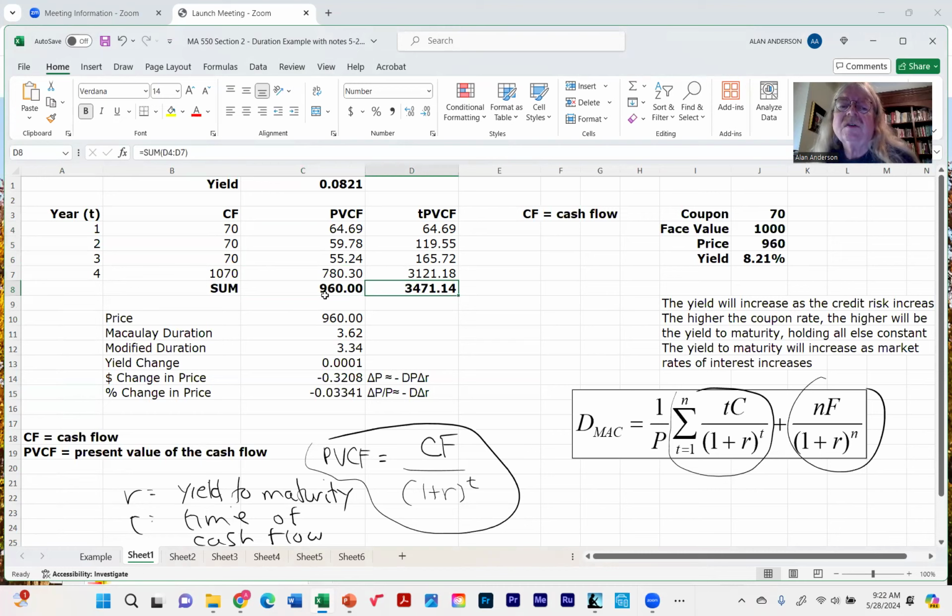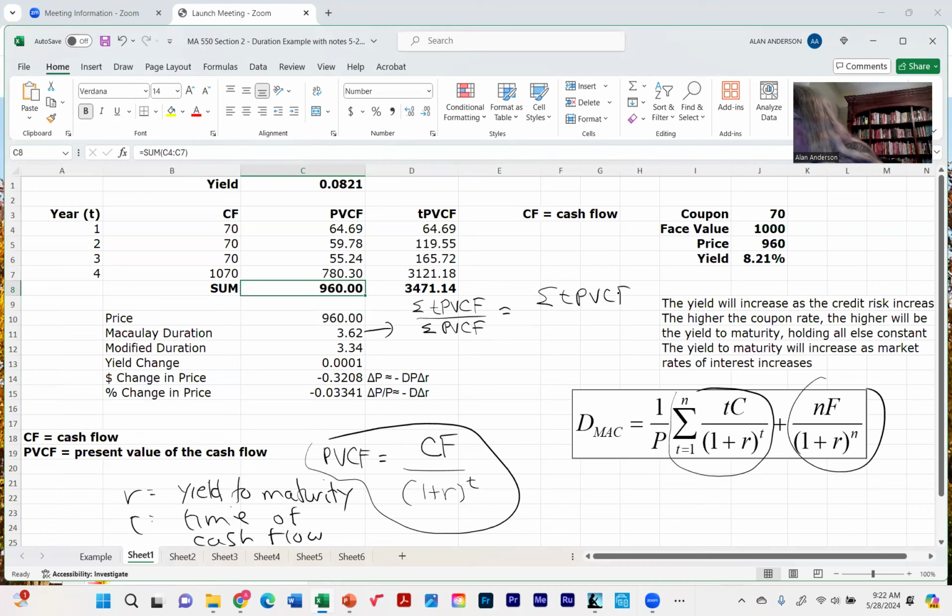So the way this has been structured, the Macaulay duration is nothing but the ratio of these two terms. Okay, so in other words, all you've got here is the sum of these over the sum of these, or you can think of it as this, because it's the same thing. The sum of the present value of the cash flows is the price of the bond. So when you're done, you have 3.62 as your Macaulay duration.